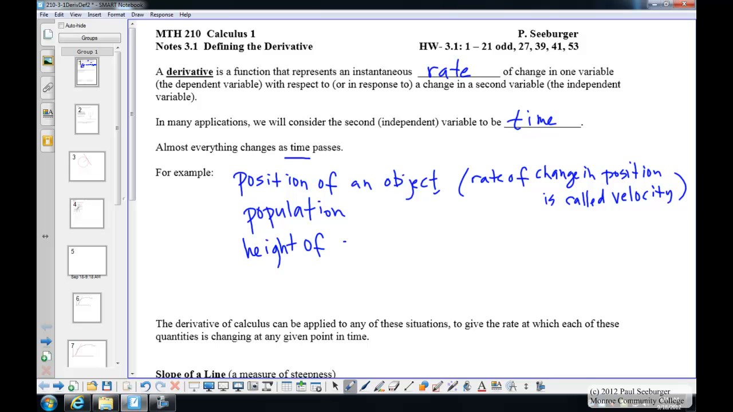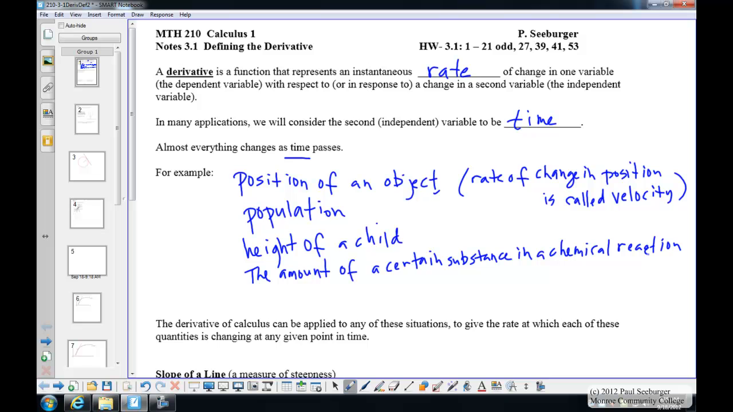How about height of a child? I think of that because I have two kids, so it's changing all the time. The rate is slow enough you don't notice it by just watching them, but if you don't see them for a few weeks or months and come back, you really notice that there's been a definite change, and there's a rate of change involved there. Let's see. This is similar to what you were talking about, an amount. So the amount of a certain substance in a chemical reaction.